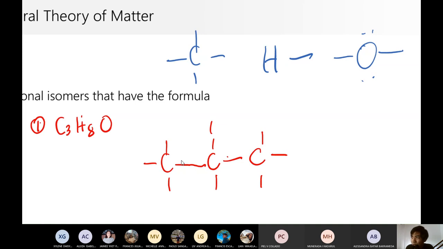Okay? So, the next step is yung hydrogen naman. So, saan kaya pwede idugtong yung hydrogen? E di sa dulo ng mga carbon. So, pwede ilagay natin sila sa mga dulo-dulo. Ilagay ko dito, hydrogen. Ayan, connected na sila.